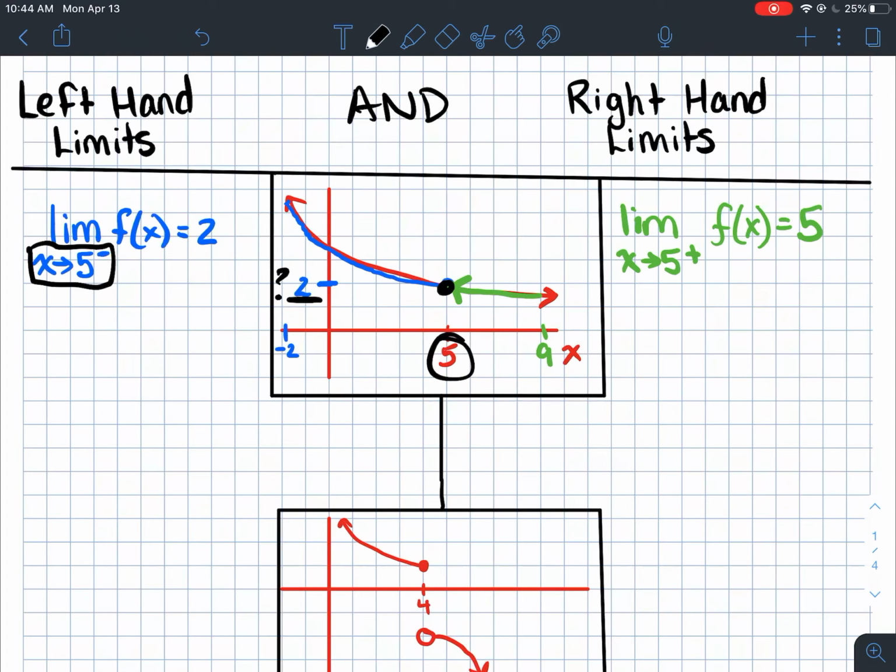So we're trying to figure out what this y value is as we approach from the left and the right of the graph. Okay, so that's the concept of a limit. So you can have a left-hand limit and a right-hand limit, and they can be the same thing.